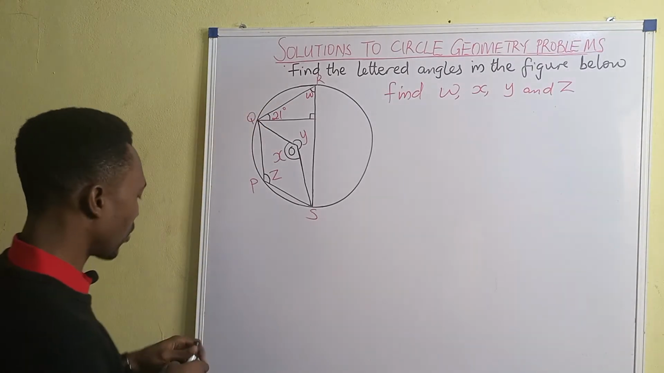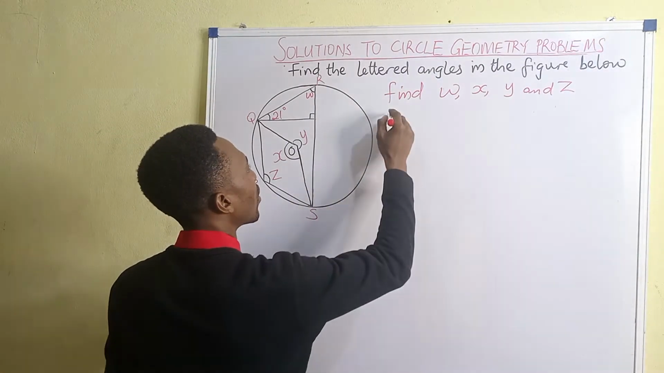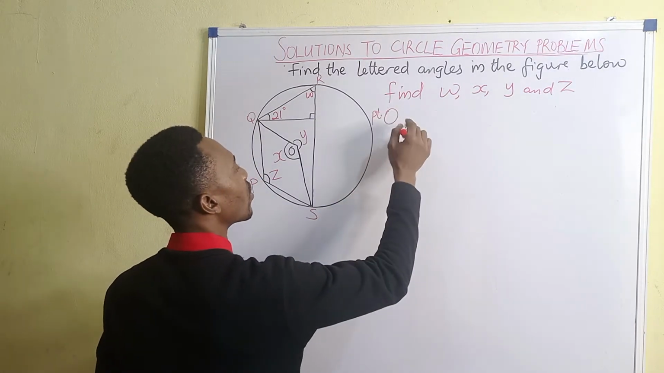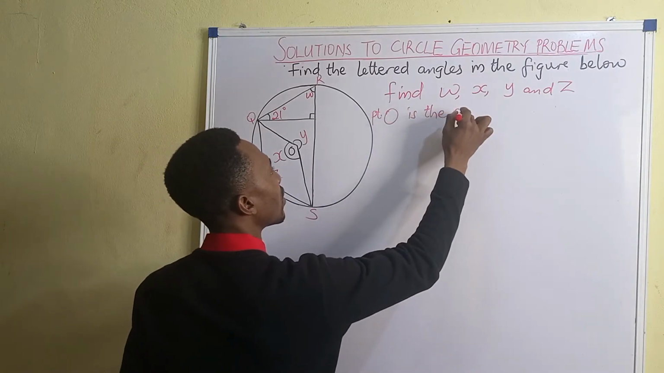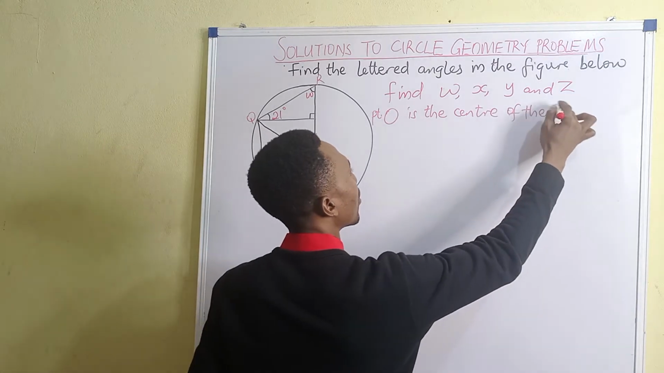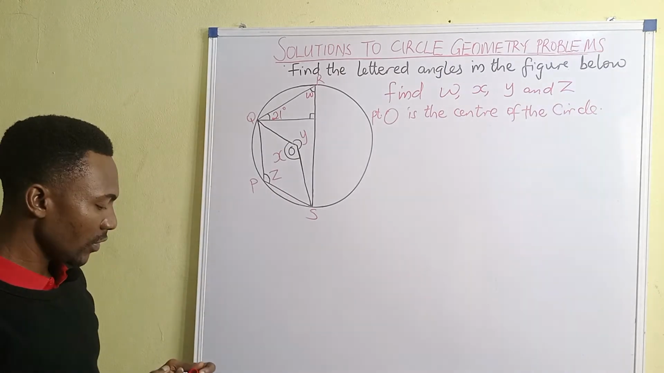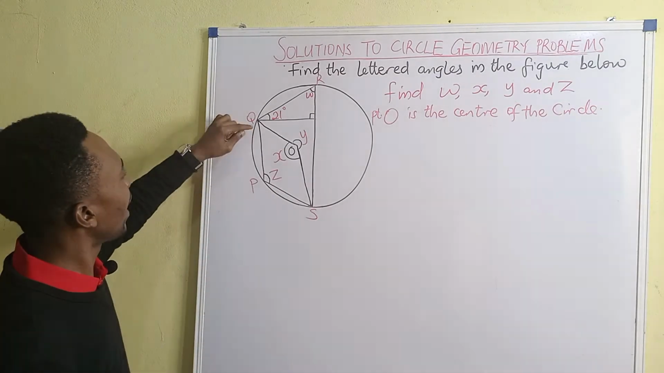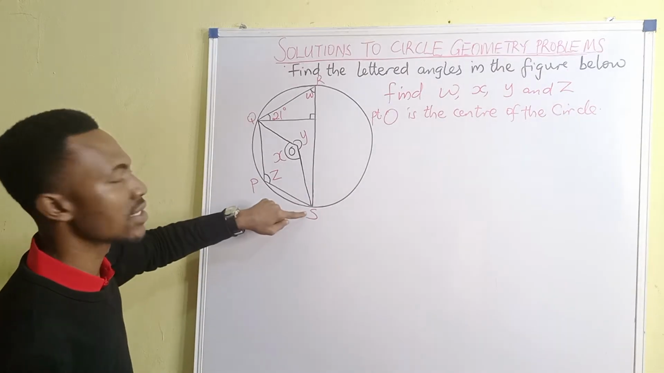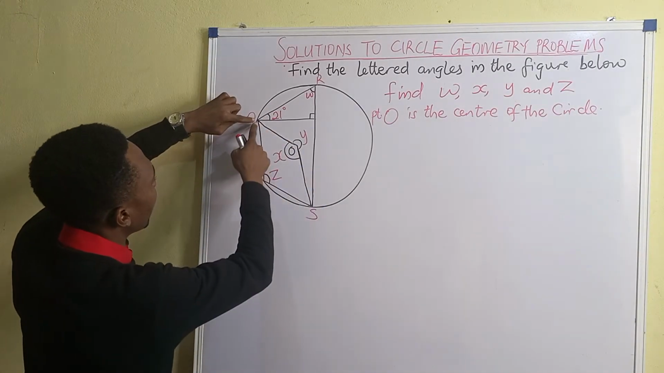angles at the center. Of course, O is the center of the circle. Point O is the center of the circle. This is point O. All right, now the angle subtended at the center is coming from an arc QS. If you observe, this angle at the center is coming from arc QS.